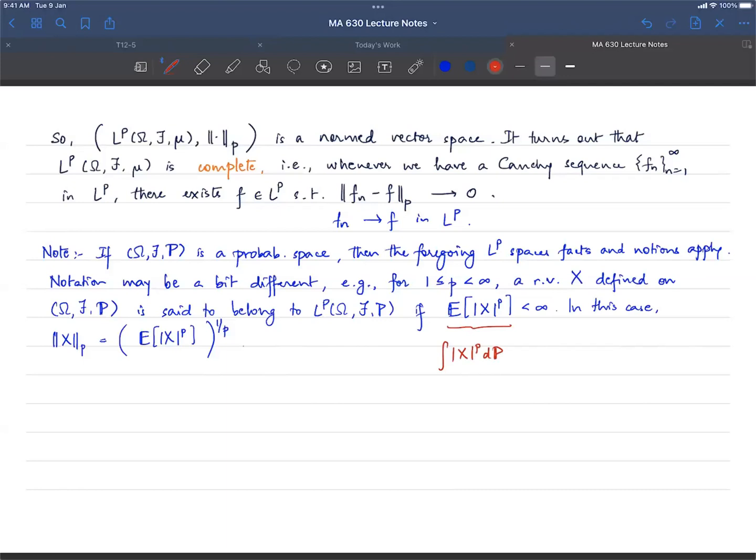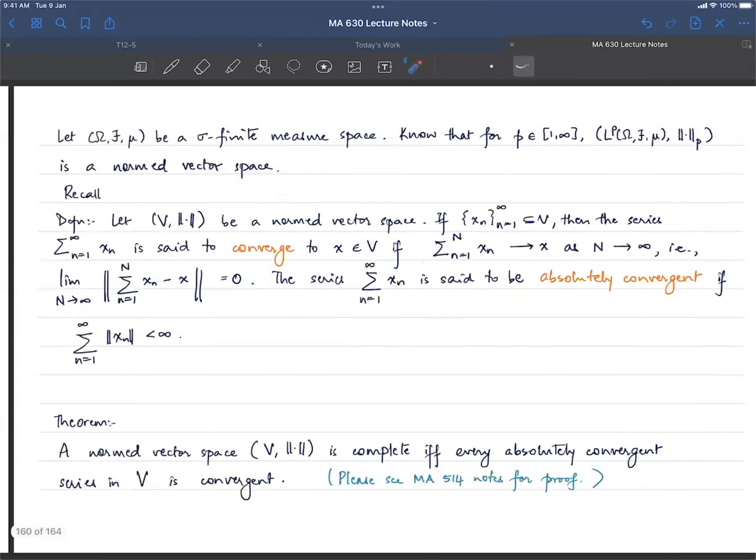And of course, in this case, the p-norm of X is the expectation of |X| to the pth power, the whole thing to the 1/p. So all these things carry over directly to probability spaces, because probability spaces are just measure spaces with total measure 1. Any questions?